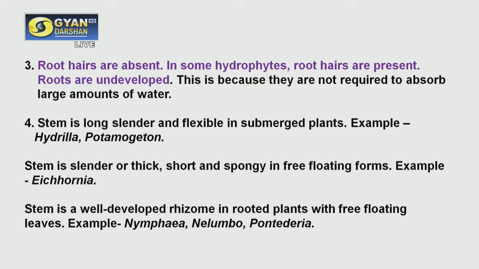Stem is long, slender and flexible in submerged plants. Example, Hydrilla. Stem is slender or thick, short and spongy, like in Eichhornia, that is in water hyacinth. There you have a spongy stem. Stem is a well-developed rhizome in rooted plants with free-floating leaves, like Nymphaea, Nelumbo, etc.